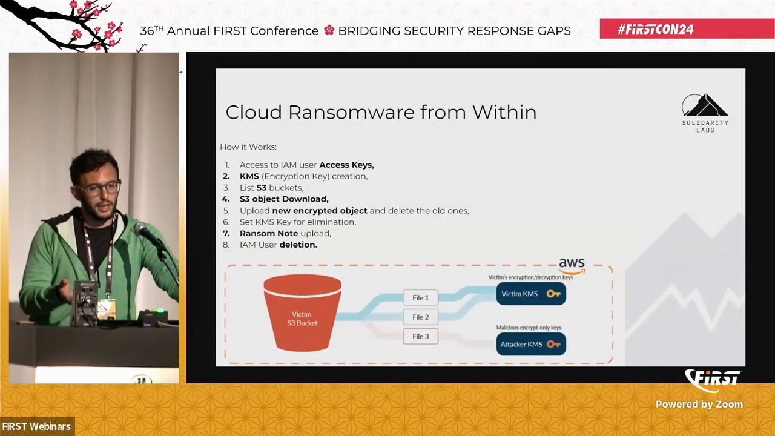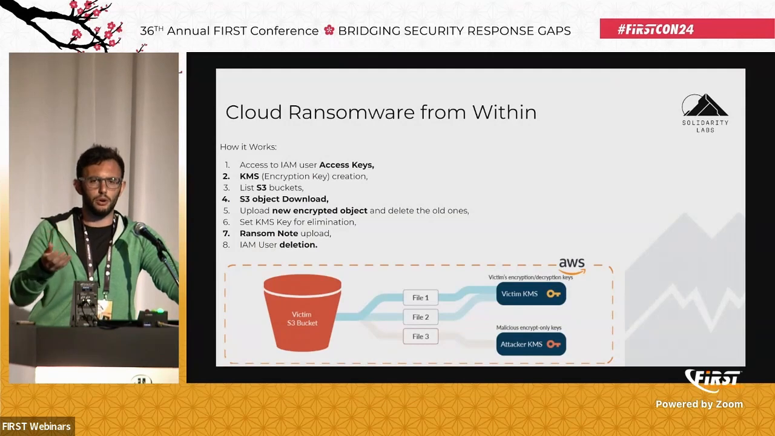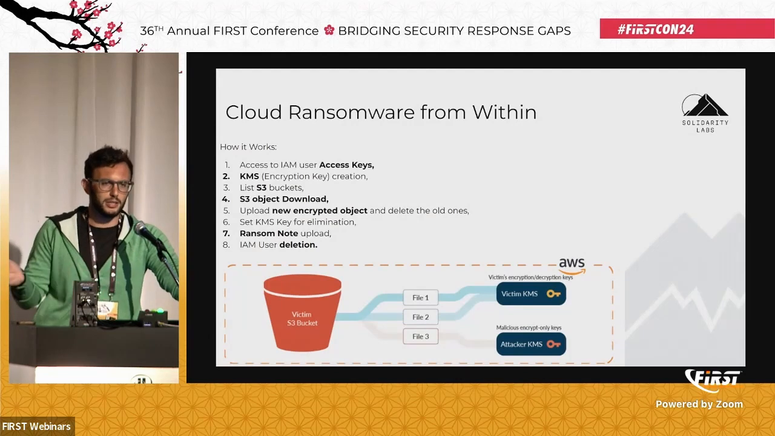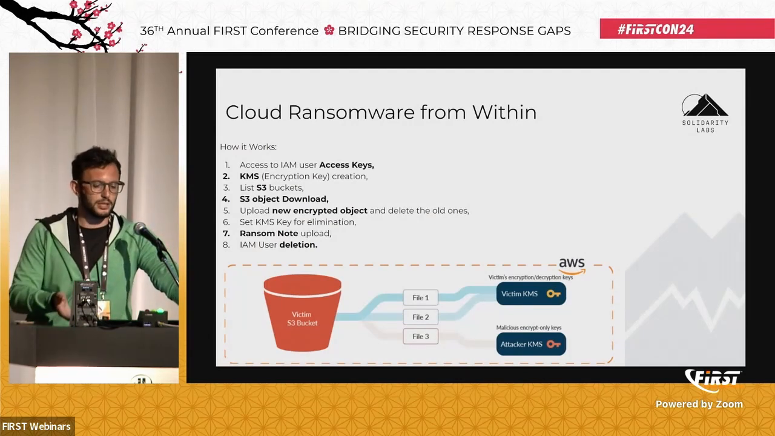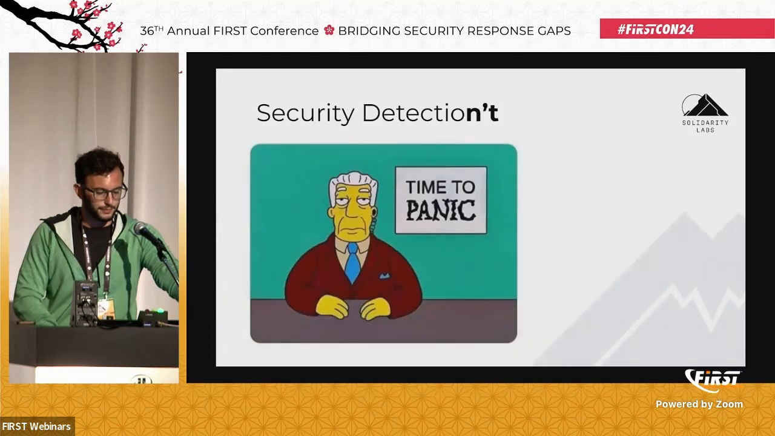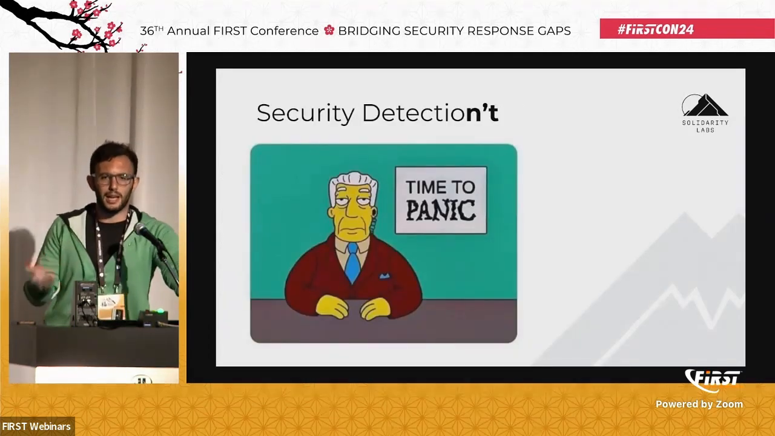The nice thing is that API calls against S3 buckets are really slow, so it's not fast for them to encrypt all your S3 buckets. But as we can see, even one object can be really damaging, and we didn't have security detection.